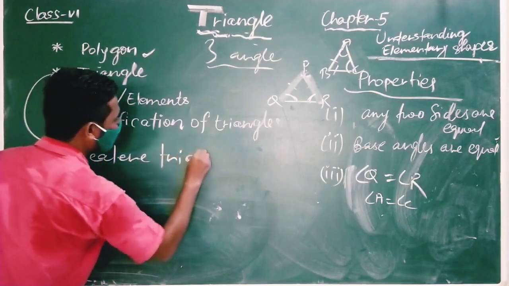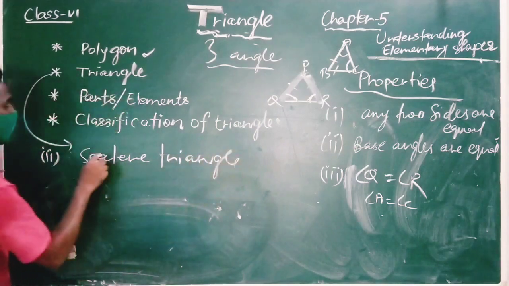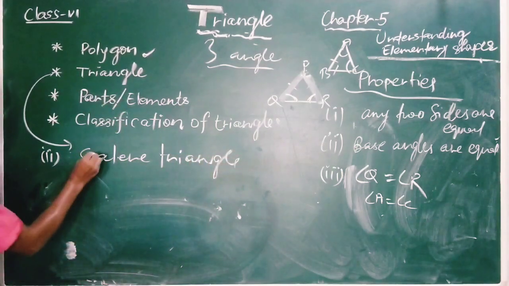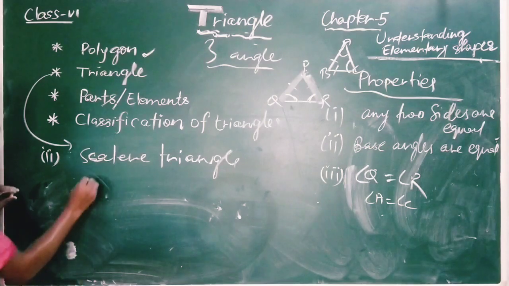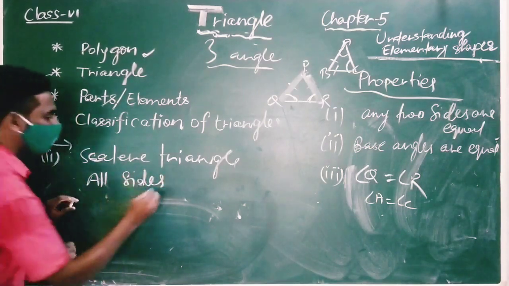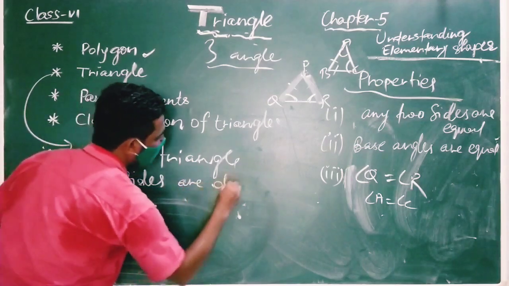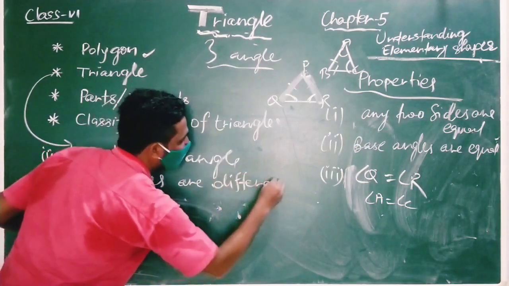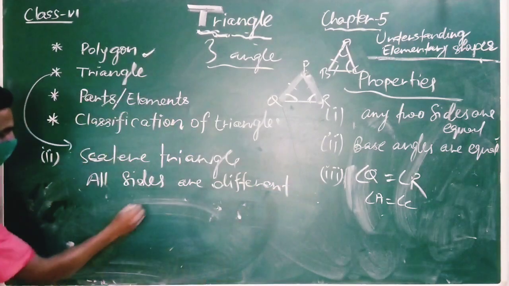Scalene triangle. And what is a scalene triangle? A scalene triangle means a triangle having all sides different. All sides, I mean to say all 3, are different. This kind of triangle is called a scalene triangle.